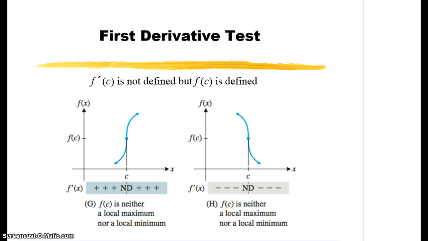Finally, f prime is not defined, but f of c is defined, is another case. And in here, f of c is neither a local max nor a local min. Notice the derivative is not defined because if you think of it as the slope of the tangent line, well, the tangent line is vertical. And a vertical line has no slope. The slope is undefined. Therefore, the derivative here at the point is undefined. And we don't have either a local max nor a local min. Likewise, in this scenario here, same story.